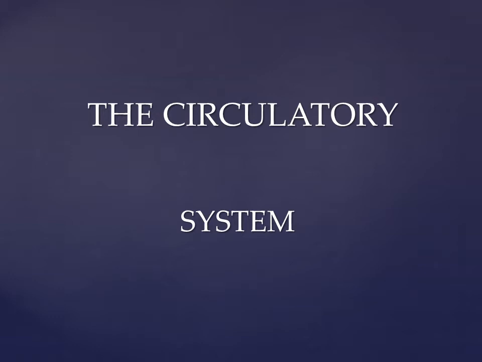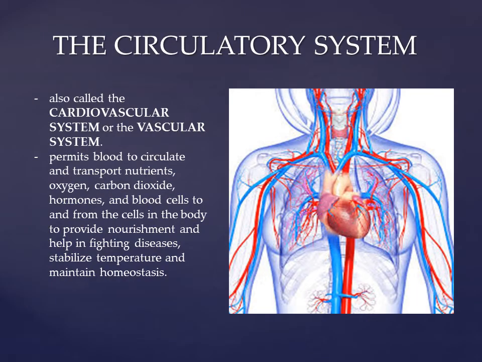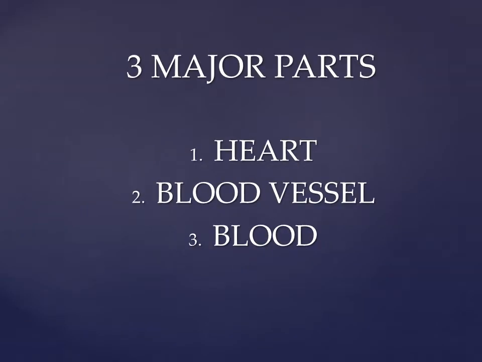Let's get started. The circulatory system is also called the cardiovascular system or the vascular system. It permits blood to circulate and transport nutrients, carbon dioxide, oxygen, hormones, and blood cells to and from the cells in the body to provide nourishment and help in fighting diseases, stabilize temperature, and maintain homeostasis. The circulatory system has three major parts: the heart, the blood vessels, and the blood.